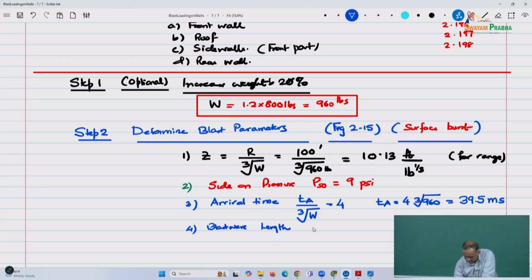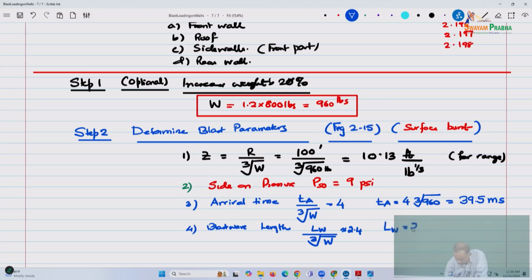Blast wavelength, LW by cube root of W, is 2.4. Again, these could be subjective, as you have seen yesterday. This could be a range, not subjective, but they're definitely a range. So LW is 2.4 cube root of 960, which comes to 23.7 feet.